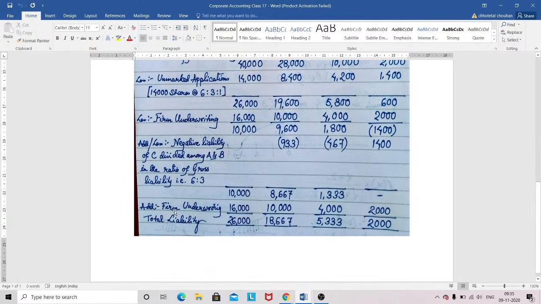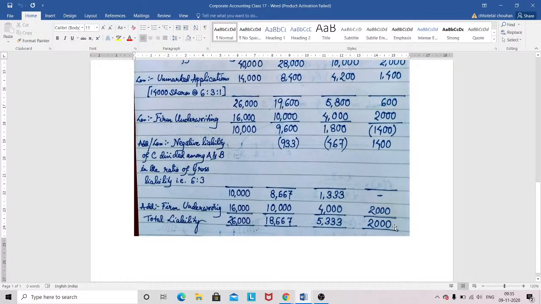So now last of all, I have already mentioned the firm underwriting is always to be added. So firm underwriting is 16,000, 10,000, 4,000, 2,000, so total liability becomes 26,000, where A's liability is 18,667, B's liability is 5,333, and C 2,000. Normally if you consider the net liability, C doesn't have anything, but because of the firm underwriting he must take that particular 2,000 shares whether there is a shortfall or not. So his liability arises as 2,000 only.